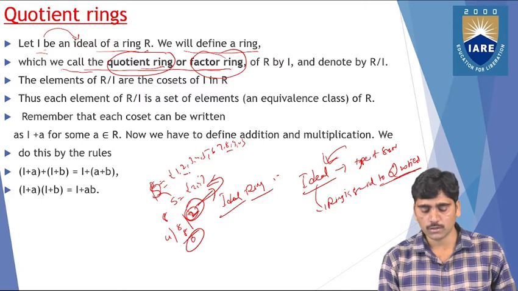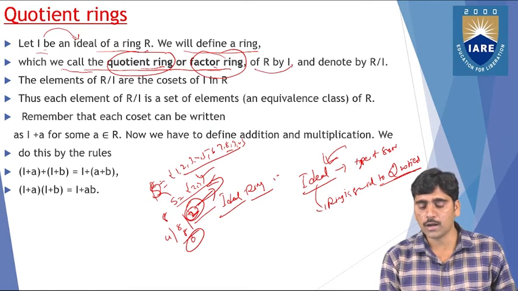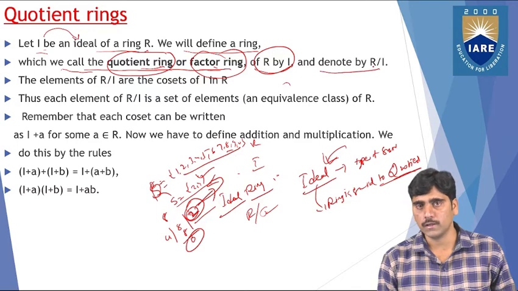So these are all the ring elements, but these are the factor ring elements. You can say this is the subring, and this is nothing but the quotient ring, which we call the quotient ring or factor ring of R by I. This is what we mentioned here: this is R and this is I, so it is denoted by R by I.